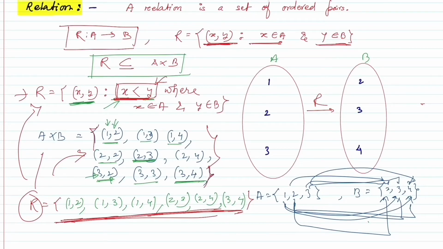But here we have a condition that x is less than y. So this is a relation such that x is less than y. That means the first component must be less than the second component. That's why we have to take only those ordered pairs which satisfy this condition. Hope you have understood up to this.